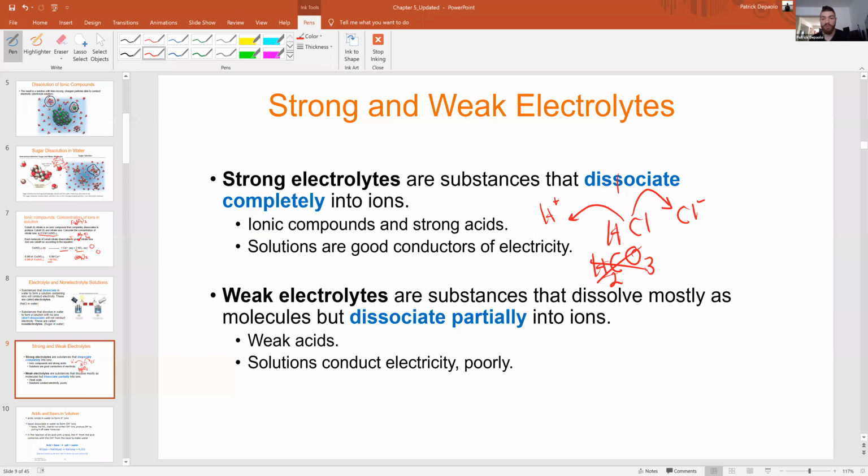But for H2CO3, which is a weak acid, you'll have maybe 1% will be H+, 1% will be CO3 2-. The rest of it, 99%, is going to be H2CO3 undissociated. So most of it does not dissociate. And that's where we have a weak electrolyte, which are substances that dissolve mostly as molecules, but partially dissociate into ions. You have weak acids, and also some solutions that just conduct electricity poorly. There are some ionic compounds that we call sparingly soluble, meaning they don't dissolve that much. So that's that.